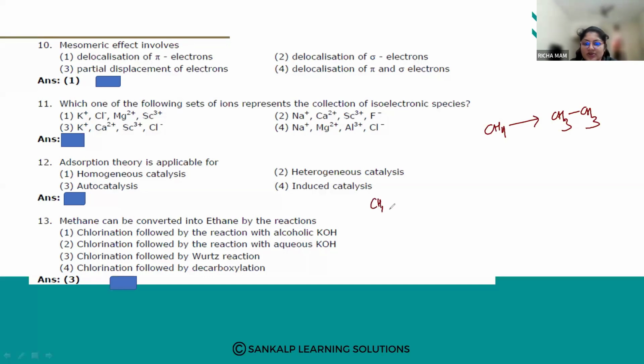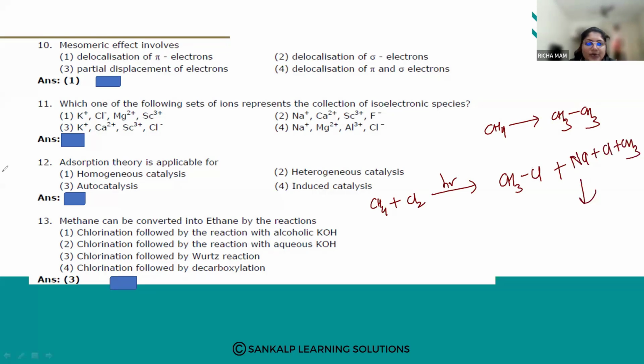So what is chlorination? Methane plus Cl2 in the presence of hν gives you CH3Cl. Now this CH3Cl, what are you going to do? I'm going to react it with Na, the Wurtz reaction.